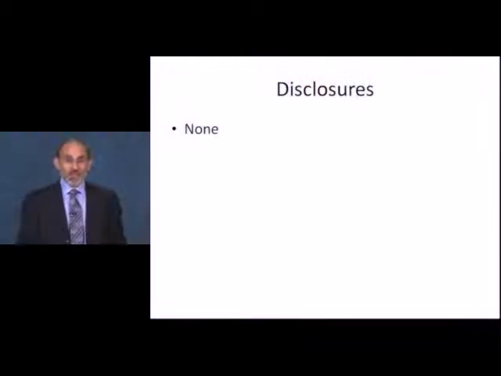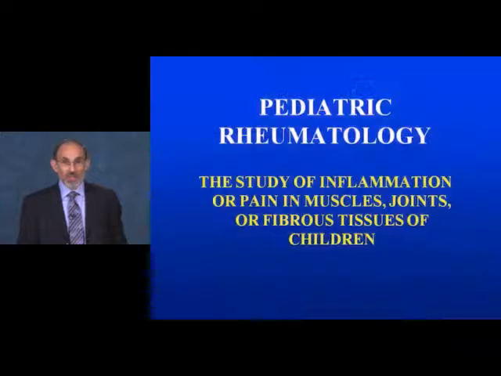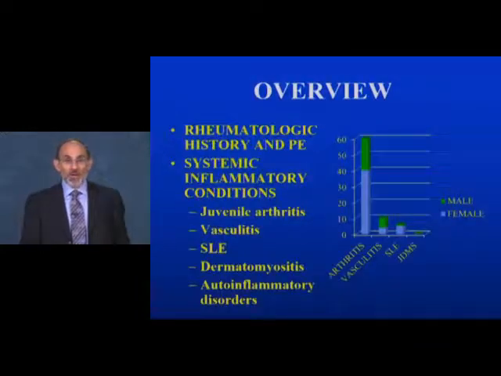So first of all, let's define my field. We study inflammation or pain in muscles, joints, or fibrous tissues in children. And this distinguishes us from, for example, orthopedists who primarily deal with skeletal and bone problems. The essence of this field remains the history and physical exam. And I'm going to accent that at all stages, particularly in diagnosis and determination of manifestations of the diseases.